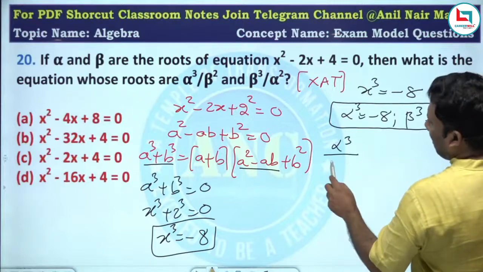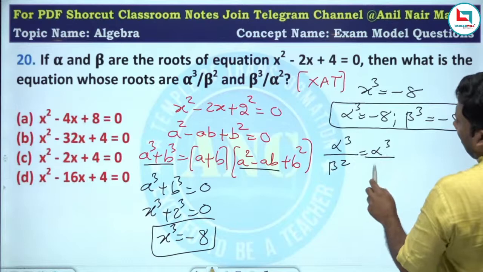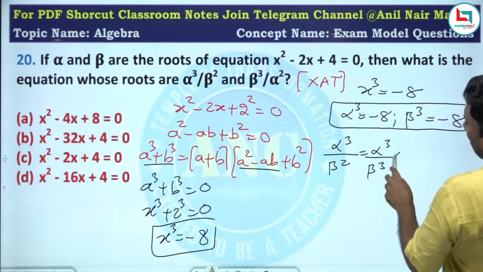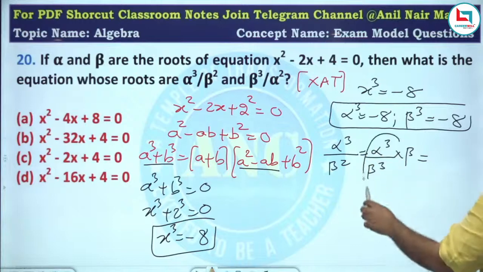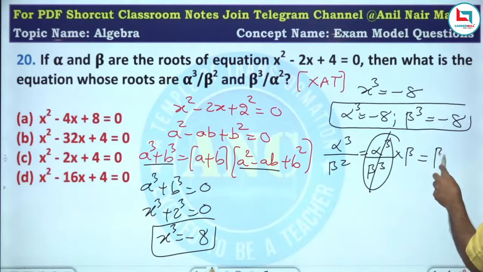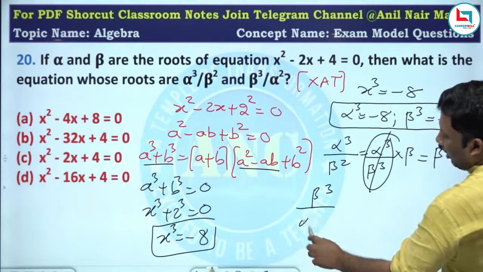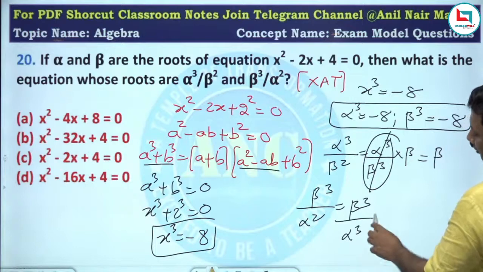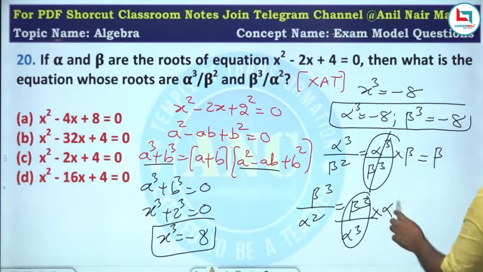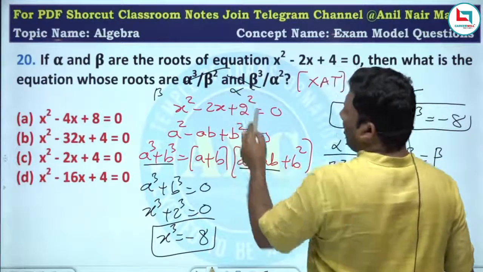Alpha cube by beta square can be written as alpha cube by beta cube into beta. Am I right? So alpha cube and beta cube will both cancel. It is equivalent to beta. Beta cube by alpha square can be written as beta cube by alpha cube into alpha. This can be eliminated. That means the first is actually equivalent to beta, and this is actually equivalent to alpha.